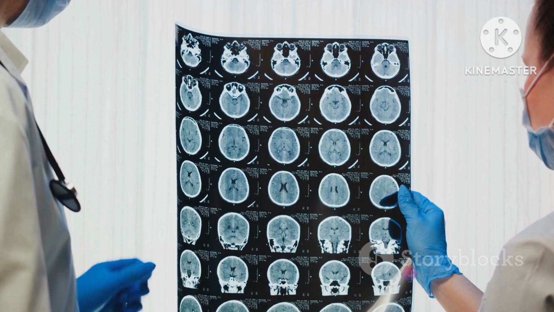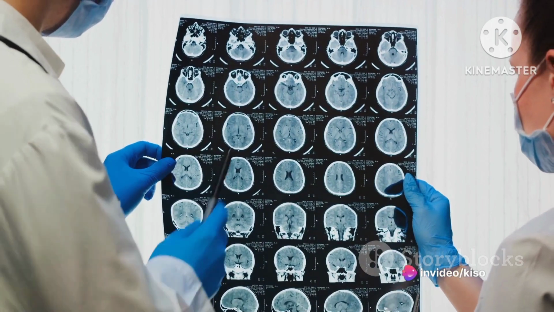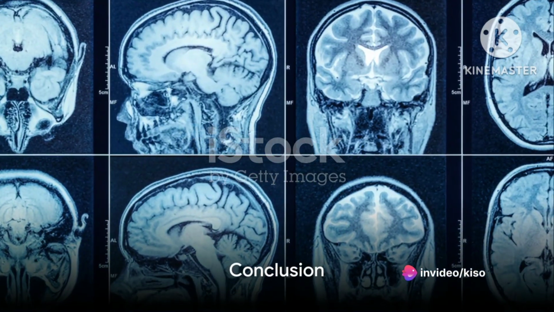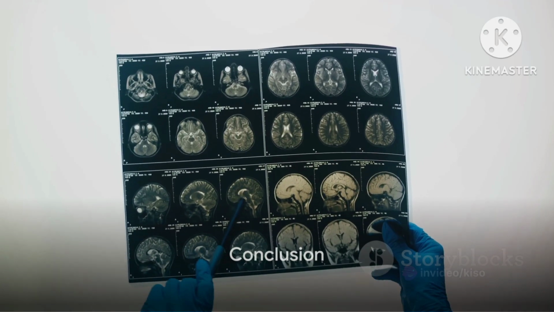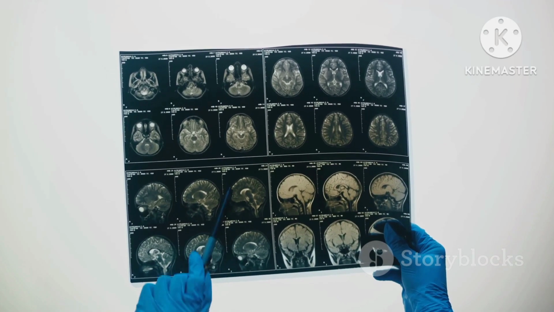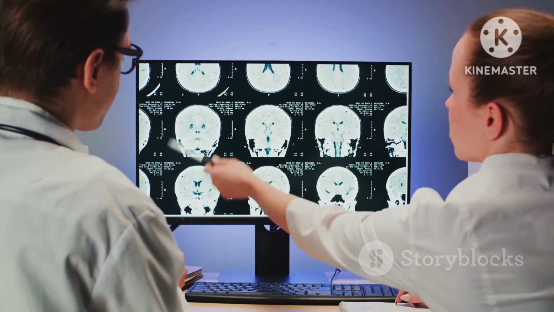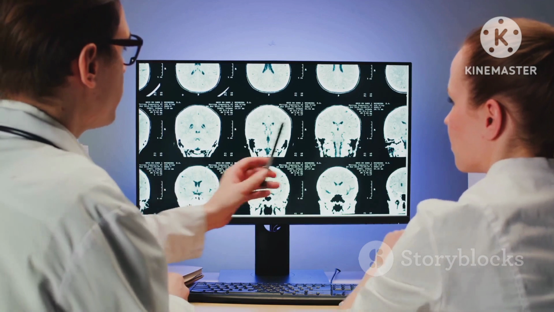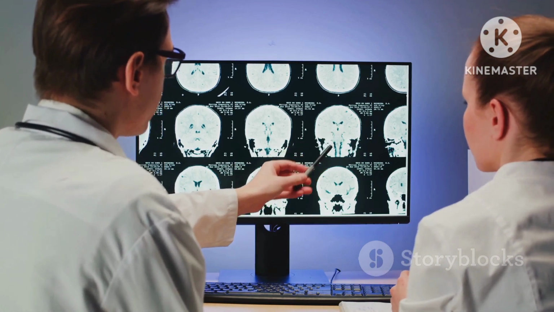This image helps doctors diagnose conditions, plan treatments, and monitor the effectiveness of therapies. So the next time you hear about a CT scan of the brain, you'll know exactly what's happening. It's not just a scan, it's a window into the intricate workings of the human brain, providing invaluable insights to medical professionals worldwide.